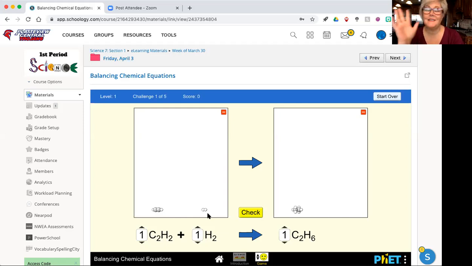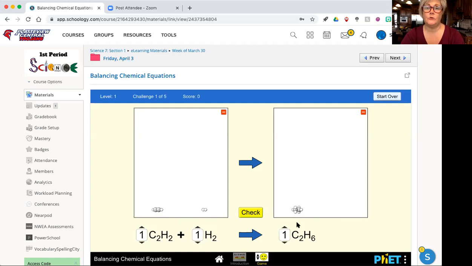Remember, hydrogen does not exist in nature by itself. It always is going to have 2 hydrogen atoms in that molecule of hydrogen, or H2. So that means I've got a total of 4 hydrogens and 2 carbons over here. So then I'm going to come over here and go, okay, now I've got 2 carbons and 6 hydrogen over here. So what do I need to do to change this?